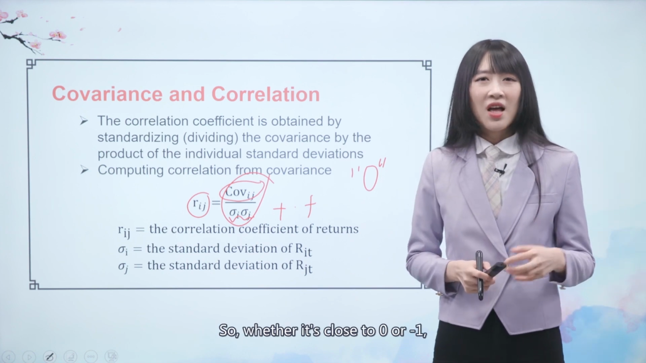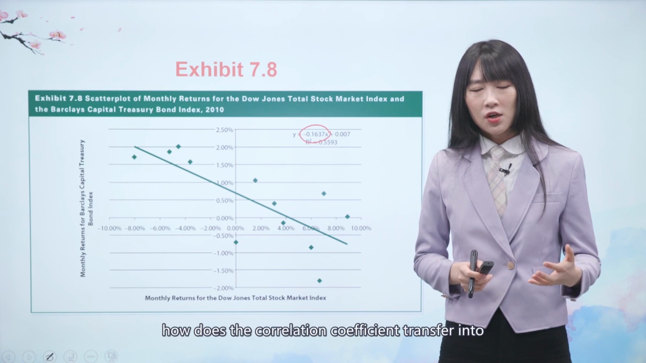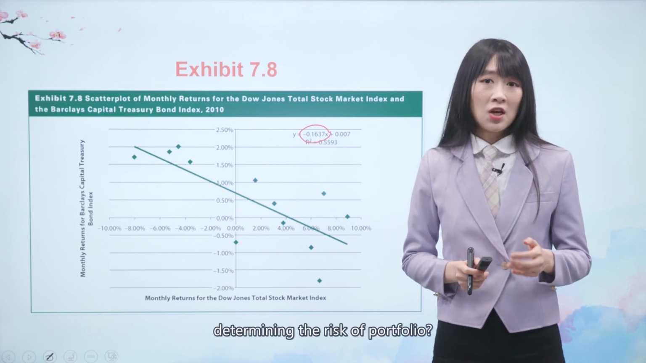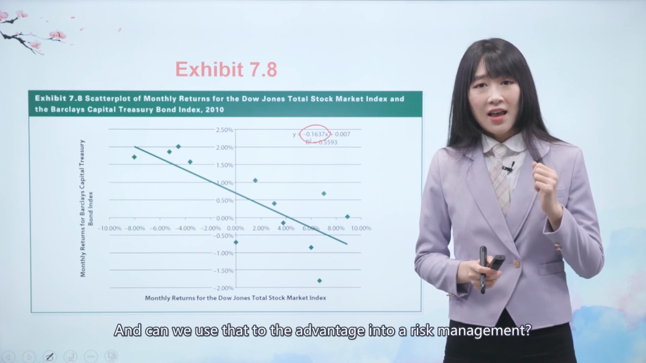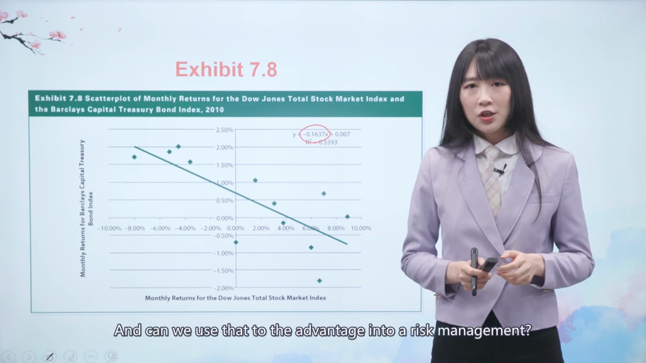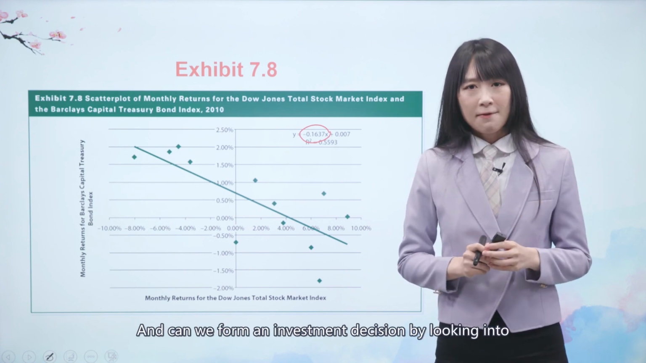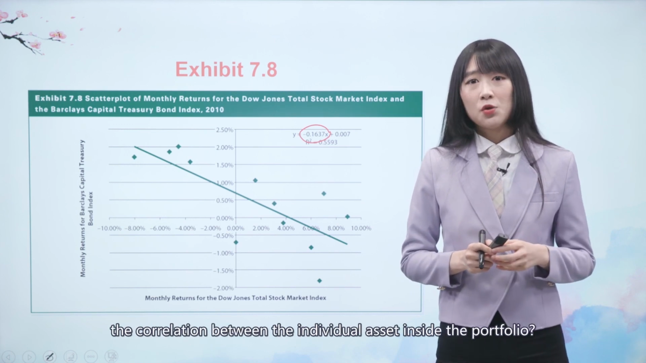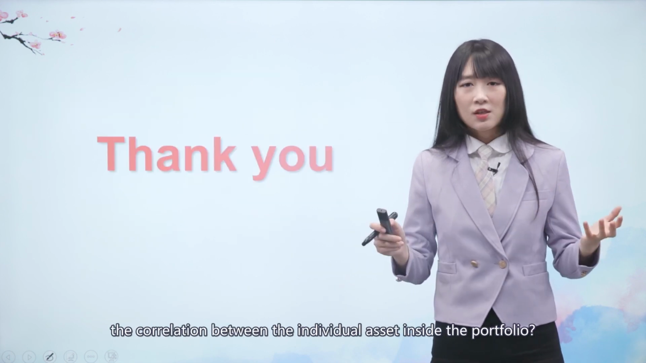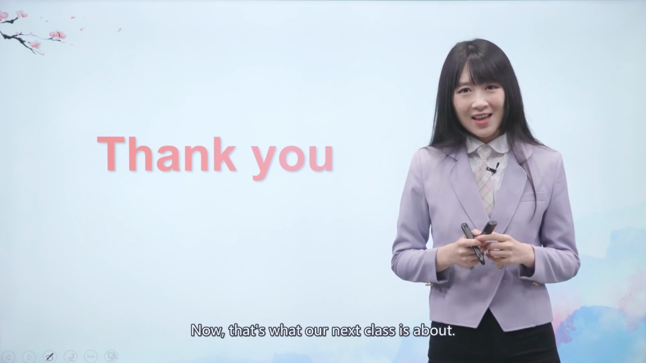Whether it equals 0 or -1, how does the correlation coefficient transfer into determining the risk of a portfolio? Can we use that to our advantage in risk management, and can we form an investment decision by looking at the correlation between the individual assets inside the portfolio? Now, that's what our next class is about.